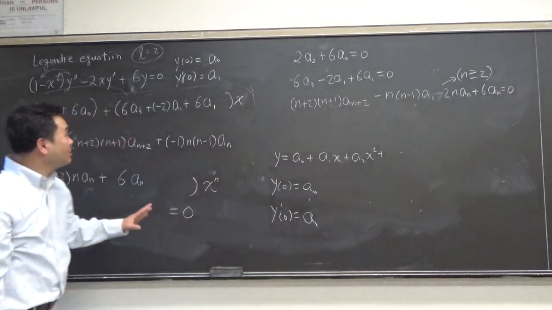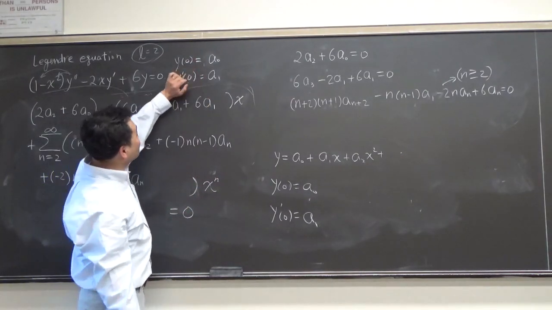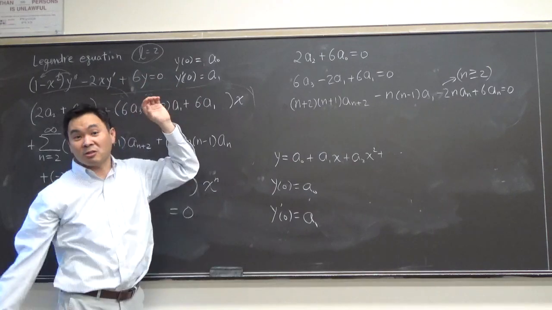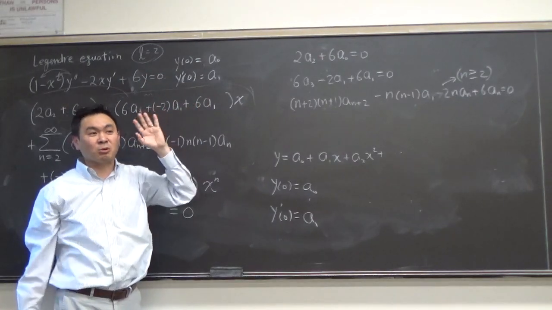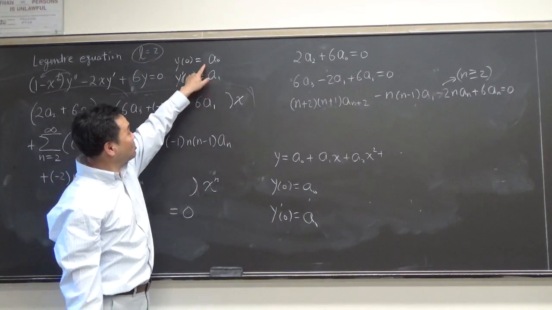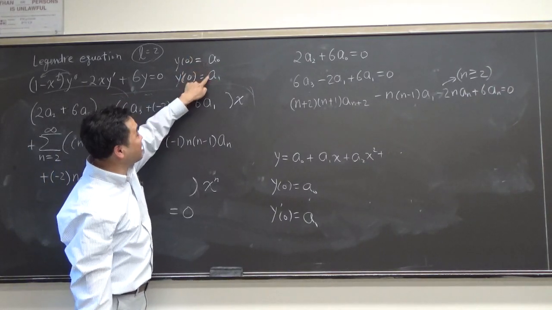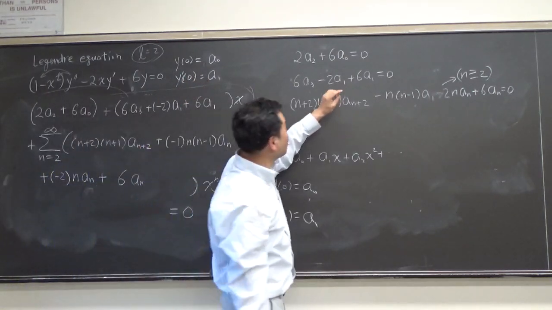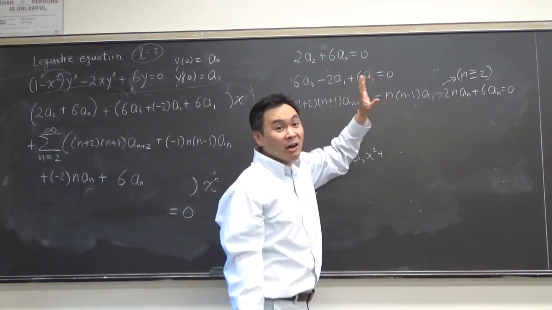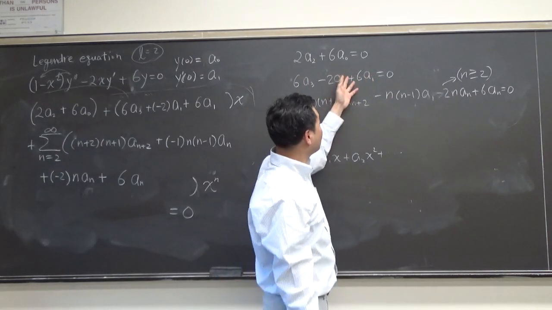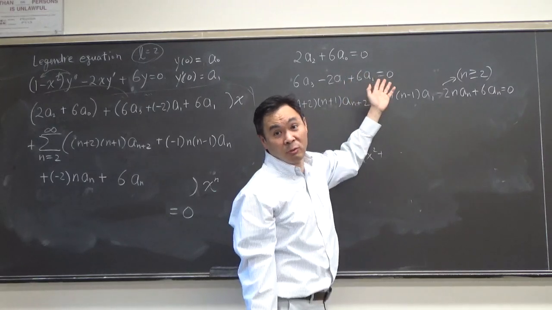As I said, if you provide the values of y(0) and y'(0) for this equation, we know that the solution is unique. That's called Peano's theorem or something. So you're going to treat a0 and a1 as some given values, right? Although it's not given to you, we're going to treat a0 and a1 as the given values, and everything else has to be solved in terms of a0 or a1.